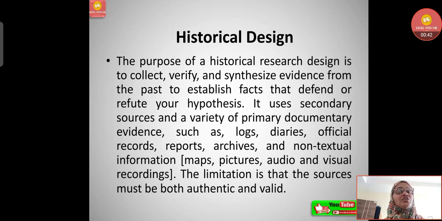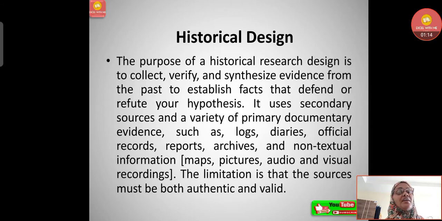Now the purpose of a historical research design is to collect, verify and synthesize evidence from the past to establish facts that defend or refute your hypothesis. Now why do we do this historical research design? Because we collect, verify and synthesize whatever evidence of the past you have collected to establish some facts which can defend the hypothesis, whichever hypothesis you made.